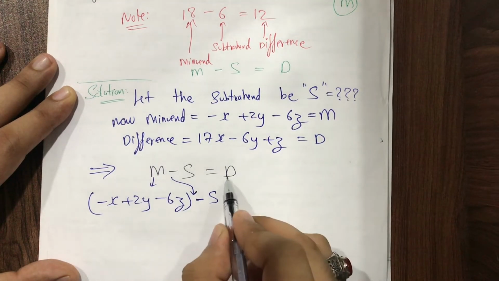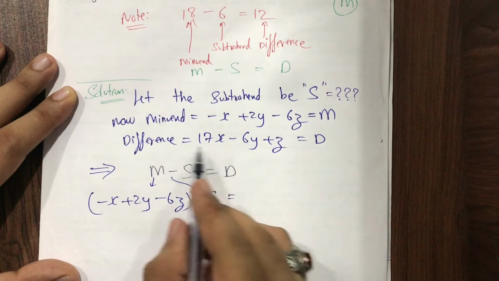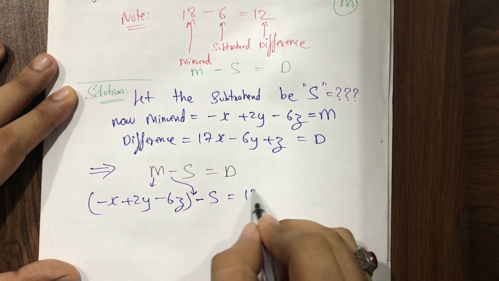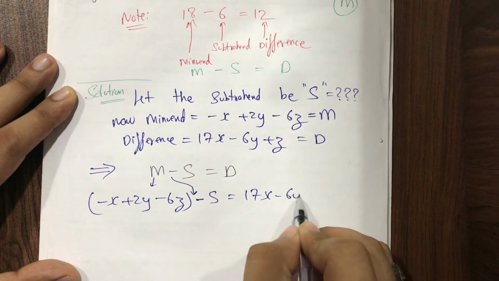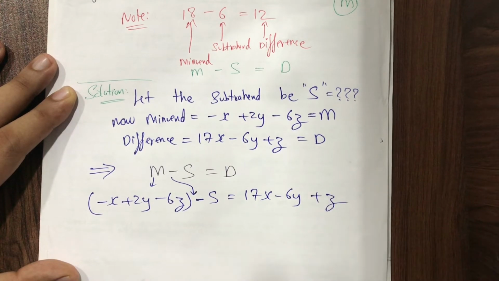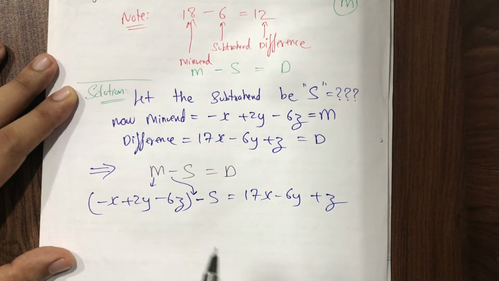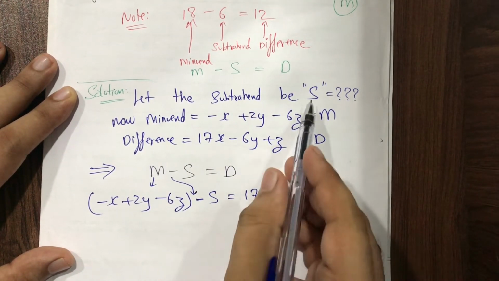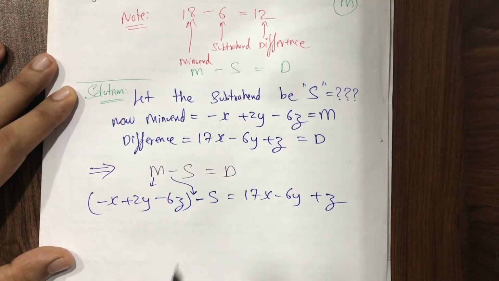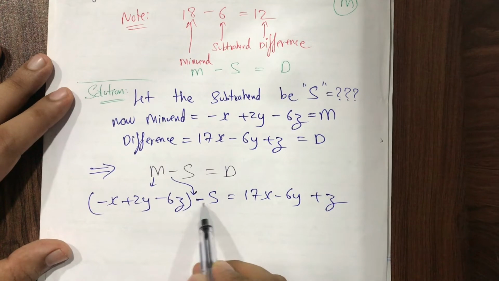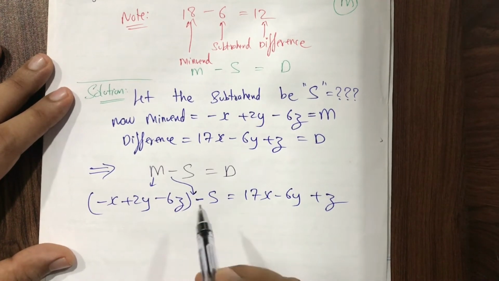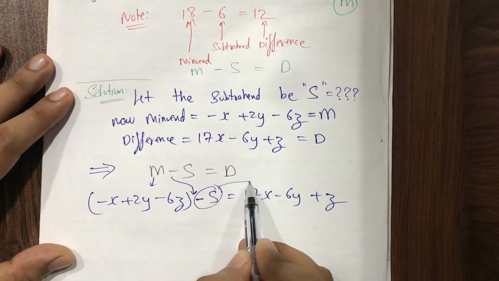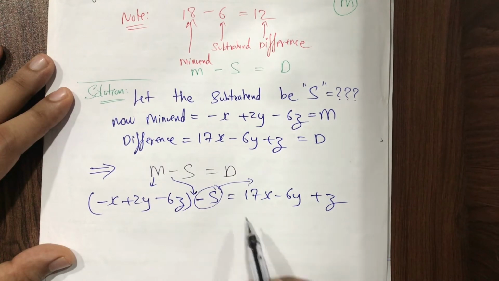Is equal to difference, capital D. Difference is given to us. Difference is this, 17x minus 6y plus z. I want to find the value of capital S. The unknown we need to find should not be in negative, should not be in minus. So I'll send this minus S on that side, right hand side. It will become plus S.